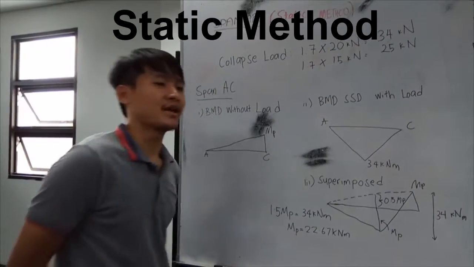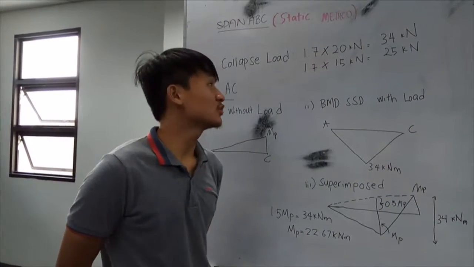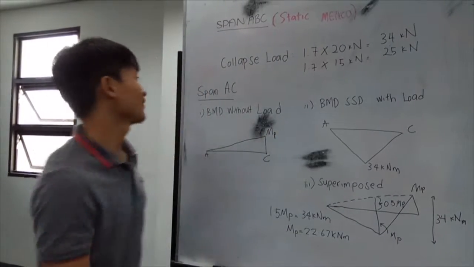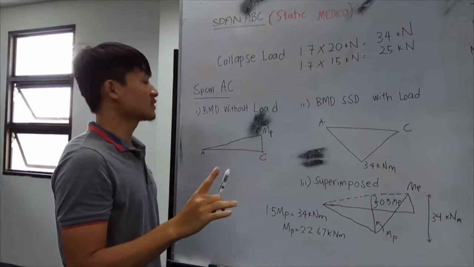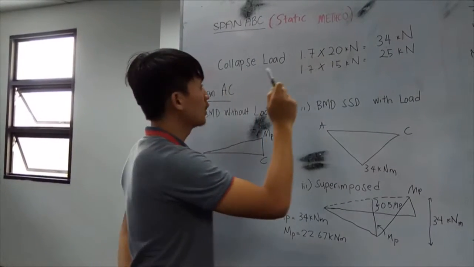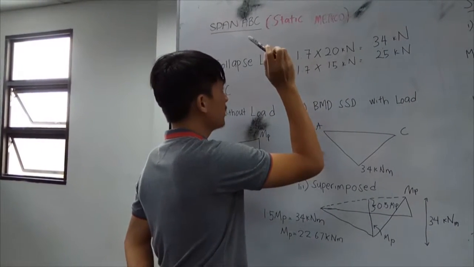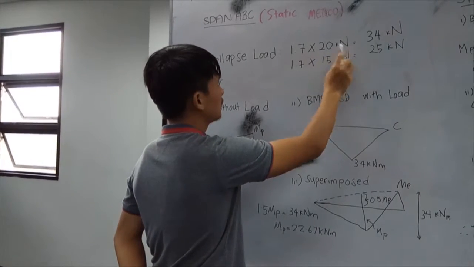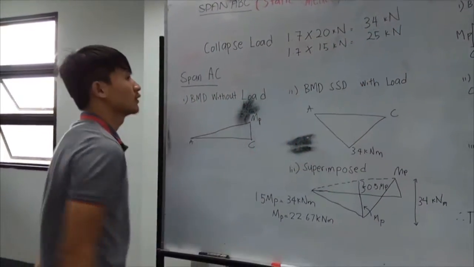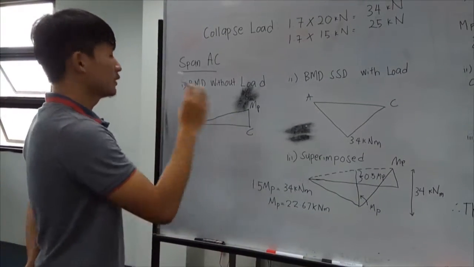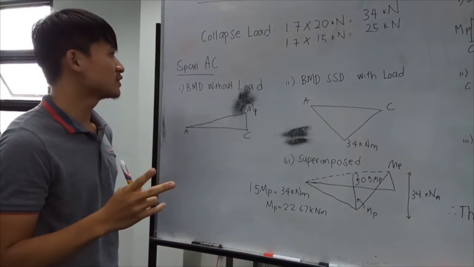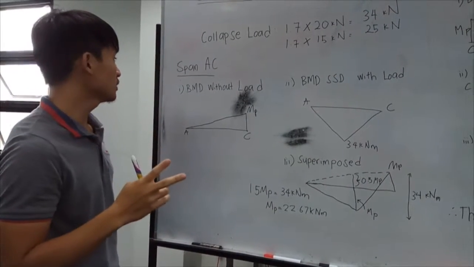Right now, I will explain question 2, the solution using the static method. For the first step, we must calculate the collapse load. We must multiply the load by the lambda, so this is the collapse load. Then, as usual, we must separate the two spans, since there are two spans in the question.